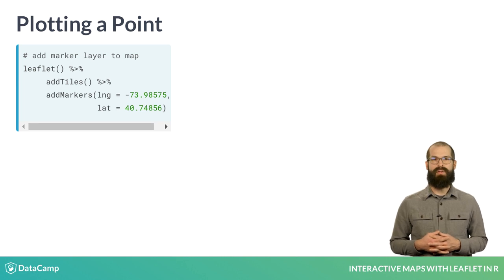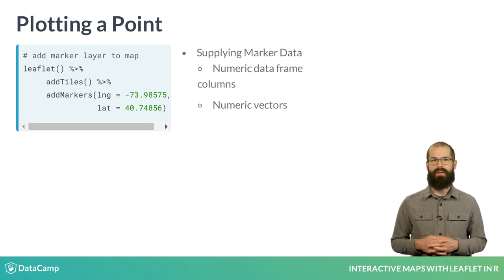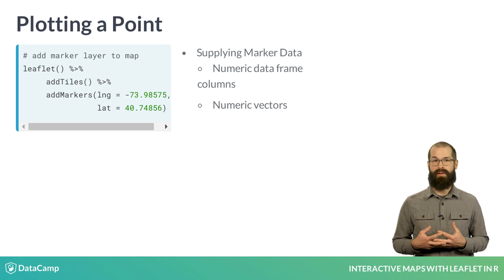There are several options for supplying the data for your markers. We'll focus on two approaches, using numeric columns from a data frame and using numeric vectors with a length of 1. For example, if we plot DataCamp's New York headquarters by passing the coordinates to addMarkers as numeric vectors with one element, our web map will plot a blue pin.